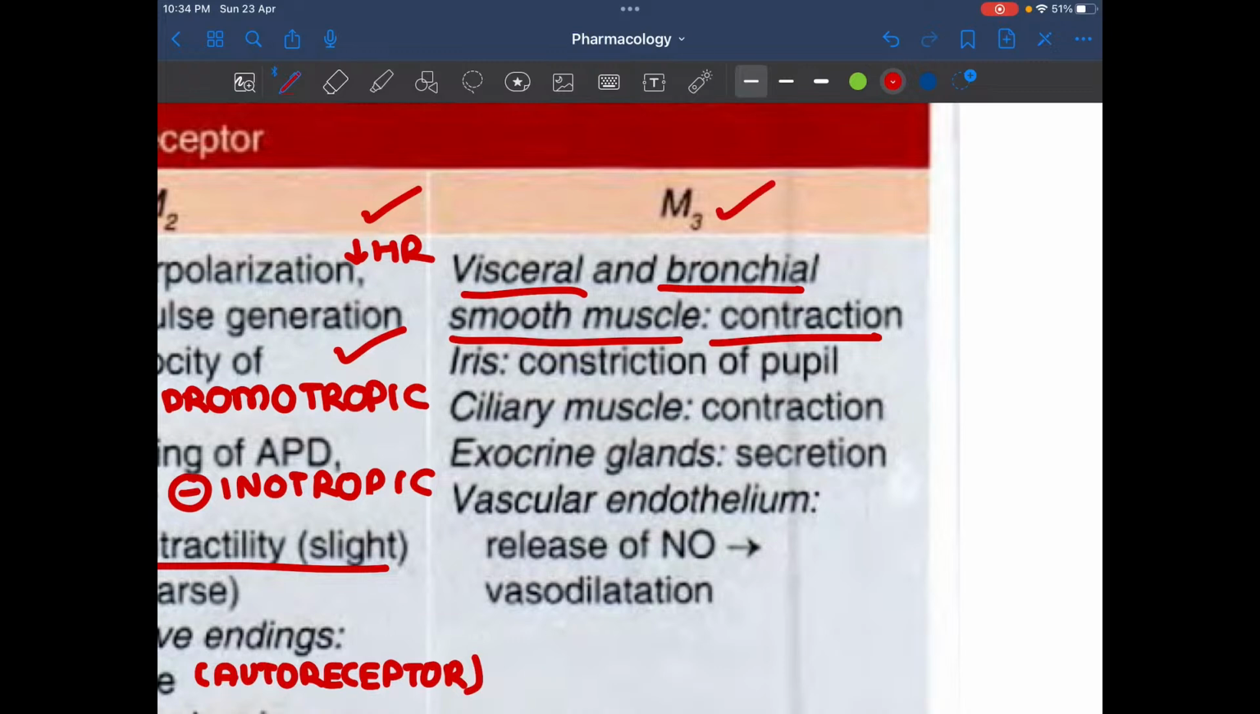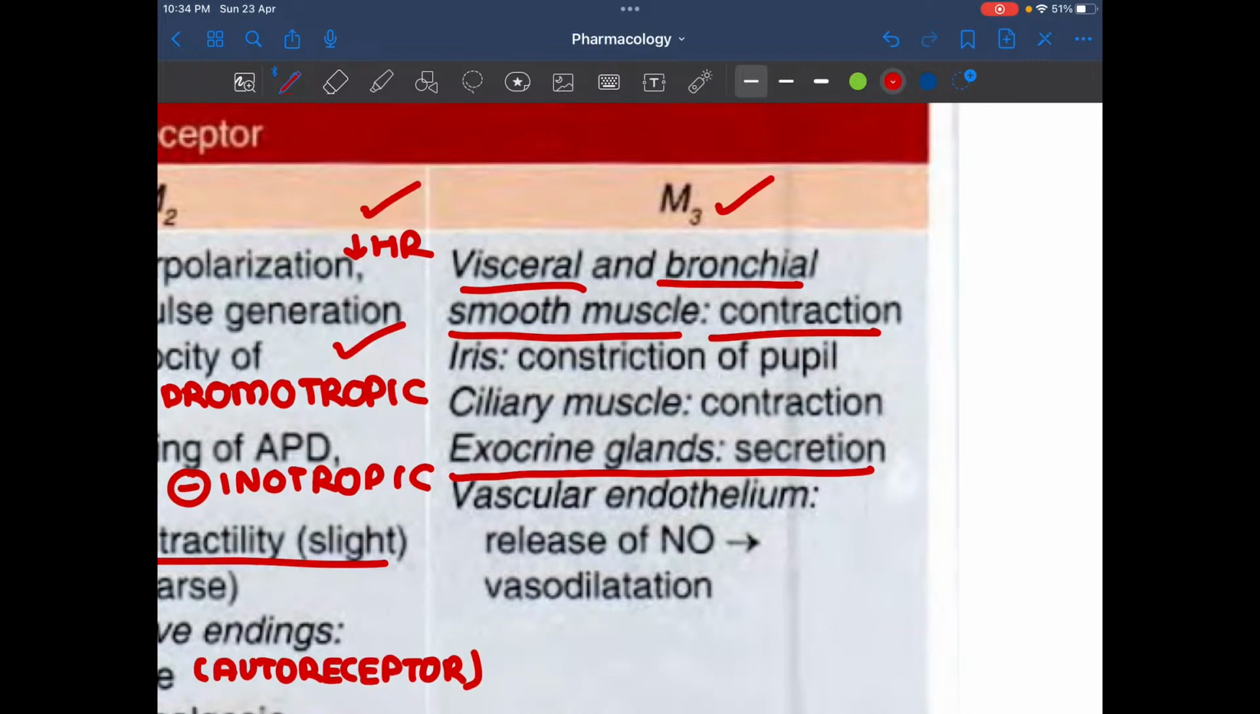Whatever secretion we are accomplishing, whatever we read in the parasympathetic supply, whether it be your gastric secretions via the parietal cells, where M3 type of receptors are present, whether it be your pancreatic secretion by the acini, whether it be your salivary glands, whatever secretions are present in the GIT, they're mainly going to be mediated by M3 type of receptors. So our exocrine glands' secretion is by M3 type of receptors.